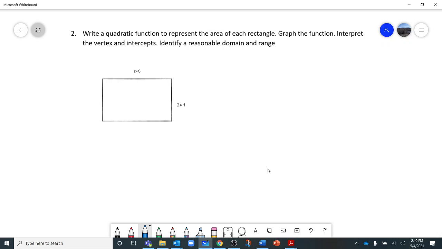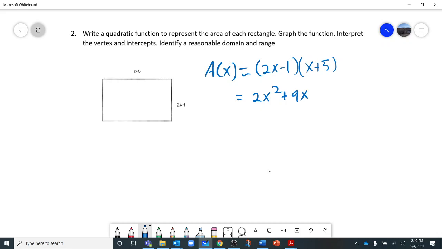On any of these problems, if I move too quickly or if it's something you're having a particularly hard time with, just let me know and I'll go through more slowly and in more detail. We're looking for the area based off of our x. Area is length times width, so we're going to do (2x - 1)(x + 5), and that gives us 2x² + 10x - 1x, so that's + 9x - 5. And there's our model. Okay, there's our function.